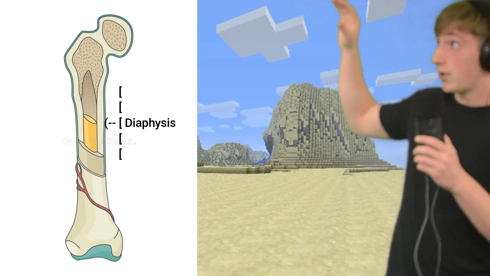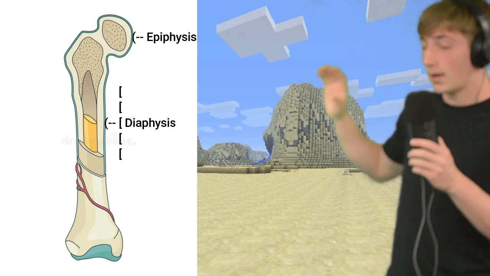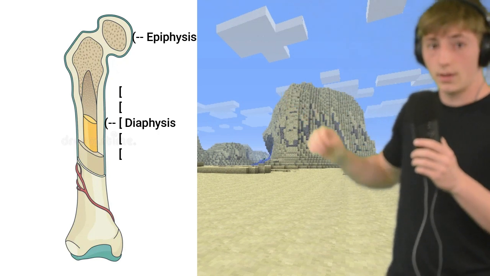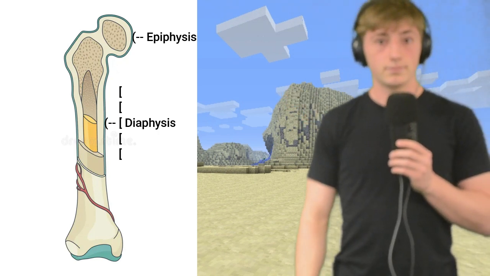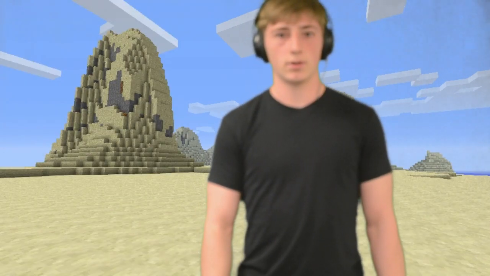So we have our separation from epiphysis to diaphysis. Epiphysis being our ends, diaphysis being the very middle. And that is the long bone. I don't know how to transition into the next one.